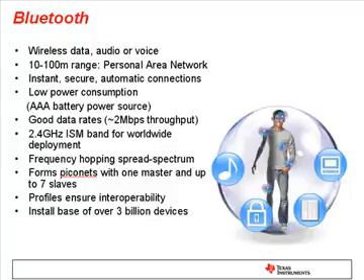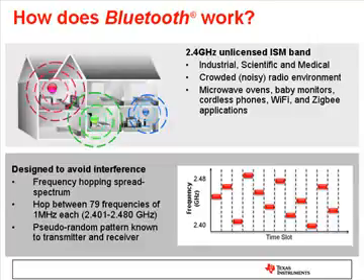and Bluetooth is largely deployed. There's over 3 billion devices in the market today. So let's take a look quickly at how Bluetooth works. I mentioned that it sits in the 2.4 GHz ISM band. ISM stands for Industrial, Scientific, and Medical. This band can be quite crowded, and because of that, it's noisy.